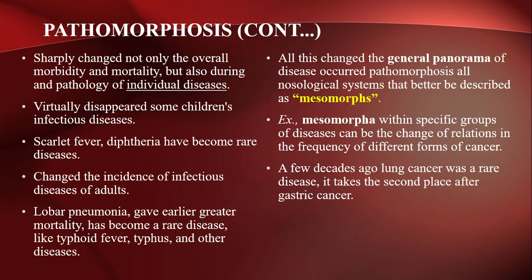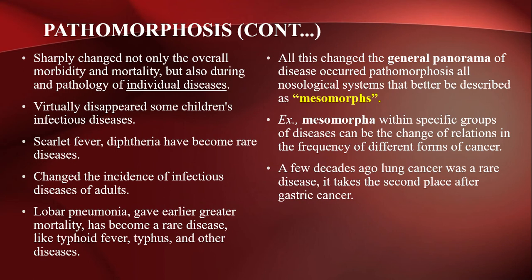They sharply change not only the overall morbidity and mortality but also the pathology of individual diseases. Some children's infectious diseases have virtually disappeared. Scarlet fever and diphtheria have become rare diseases. The incidence of infectious diseases of adults has changed. Lobar pneumonia, which earlier gave greater mortality, has become a rare disease, like typhoid fever, typhus, and other diseases.